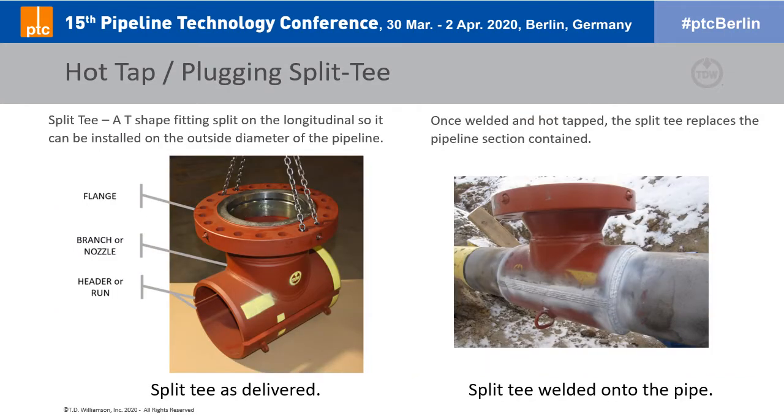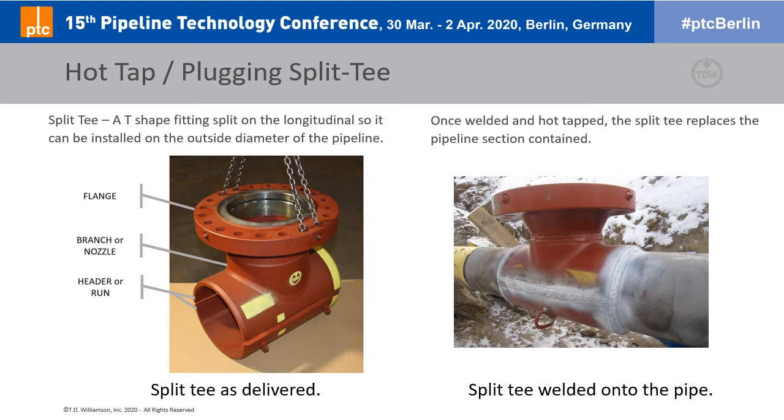To make a hot tap, you first need to install a split T on the pipeline. A split T is a T-shaped fitting that is split longitudinally, as illustrated in the left picture. The header or run is the portion that will be fitted up on the pipe. The branch or nozzle is the portion that will provide access to the pipe. The split T nozzle is usually equipped with a flange that will accommodate a permanent or temporary valve.